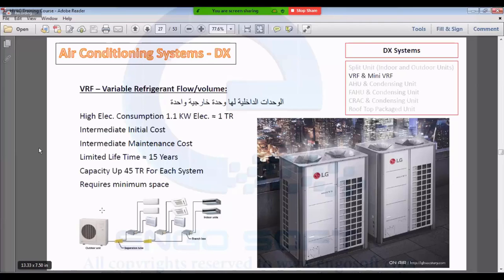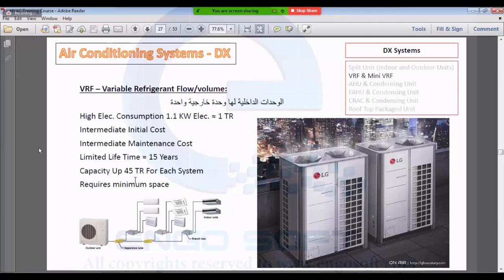So by having only one outdoor unit, it requires minimum space. Because if we install a DX split system, each one of these would require a separate outdoor unit. So by combining all of them into one outdoor unit, we save space. How does it work? If you open this unit and close this one, the refrigerant goes to this unit only.